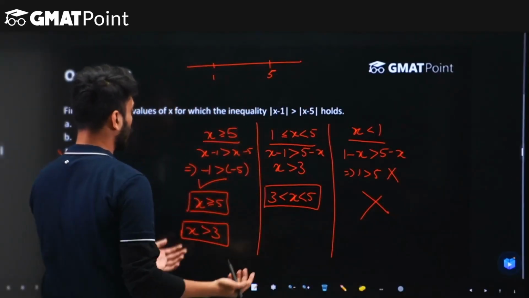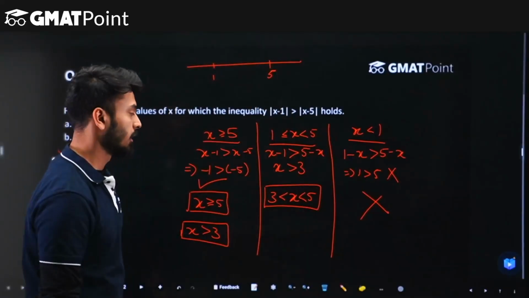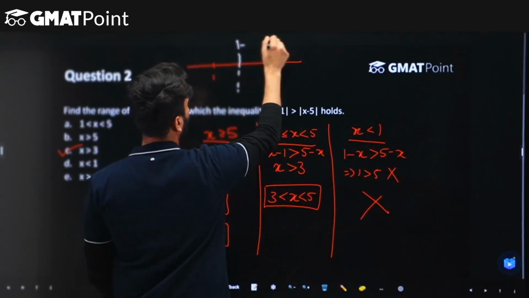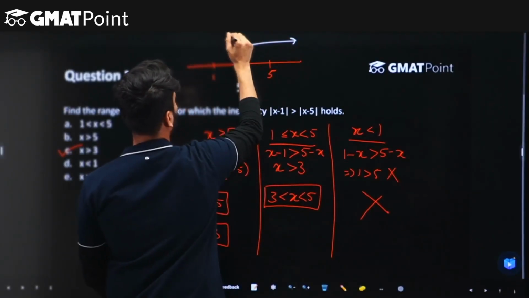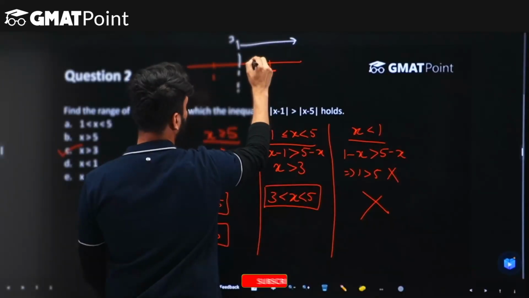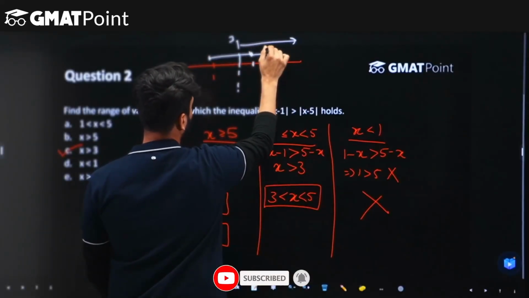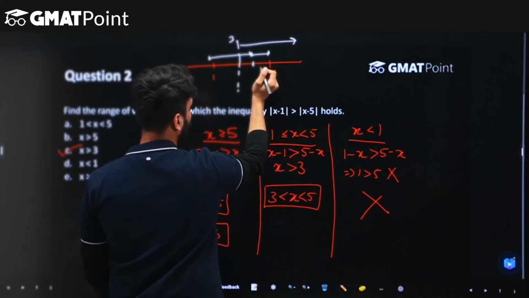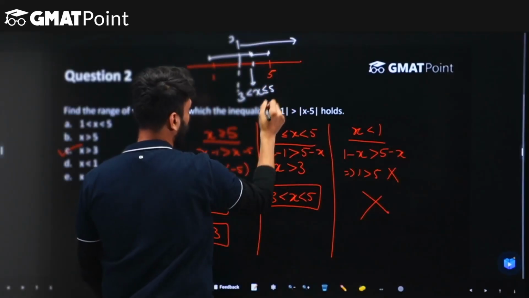Now, basically, the question asks, for what values of x is the distance from 1 going to be larger than the distance from 5? As we saw in the previous example, anywhere right of the middle point is fine, right? Because anywhere right of the middle point less than 5, let's say this point, the distance from 1 is like so, and the distance from 5 is like so, so this works. So anywhere between 3 to 5 is fine. So my region comes out to be x greater than 3 and less than or equal to 5.